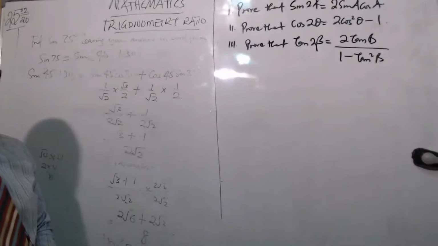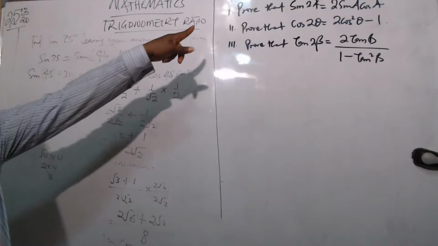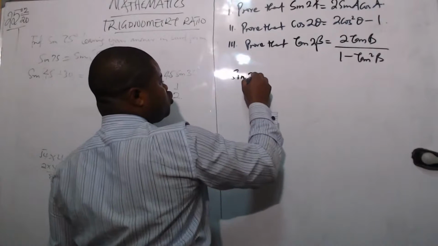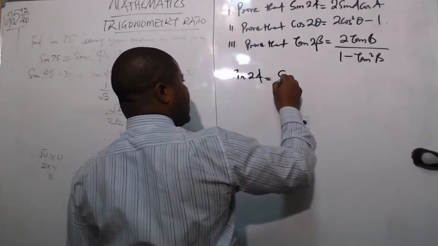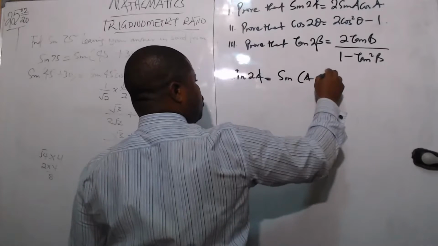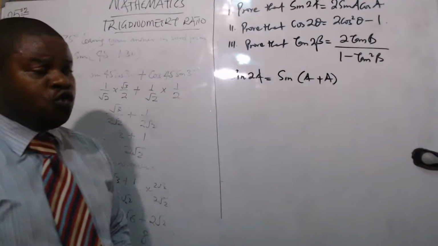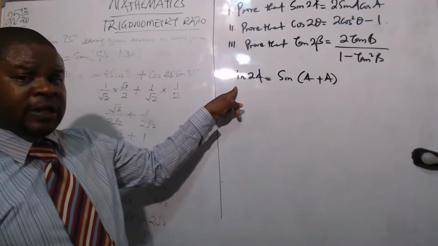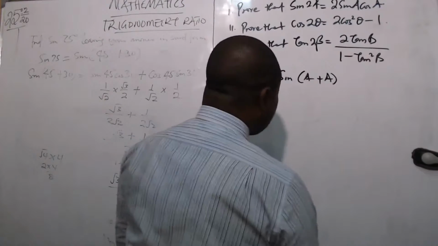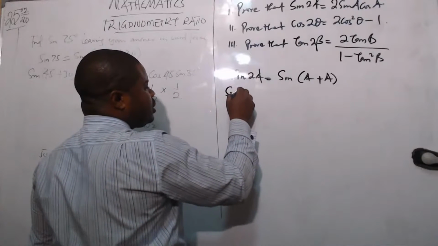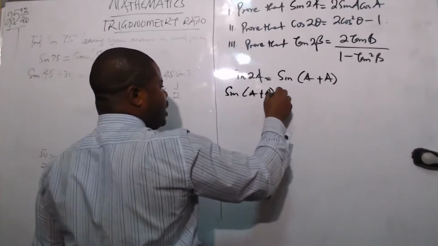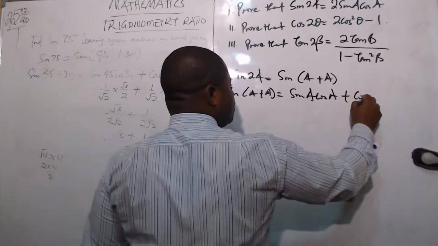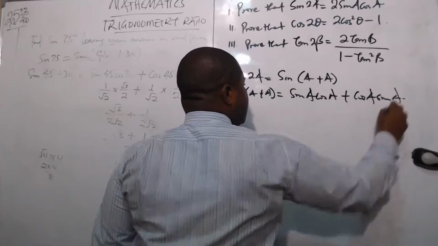Before we apply it to our question, the first one says sine 2A. I know that A plus A will give you 2A. Now applying the addition formula for this, we have sine A plus A will give you sine A cos A plus cos A sine A.